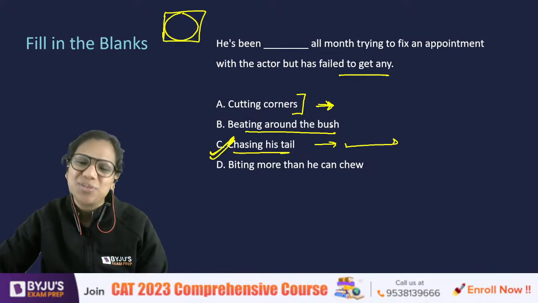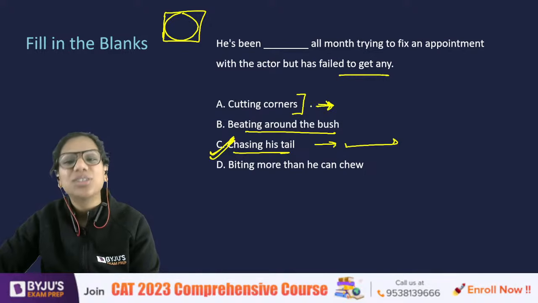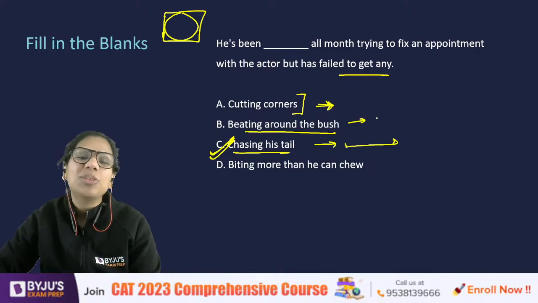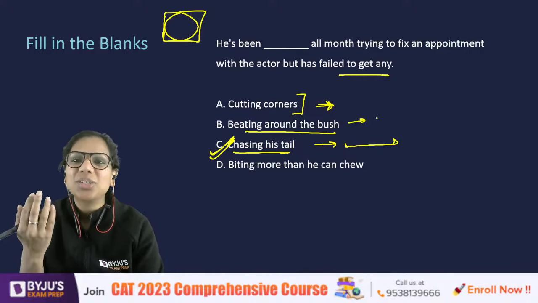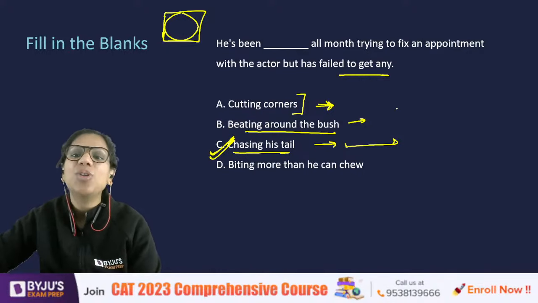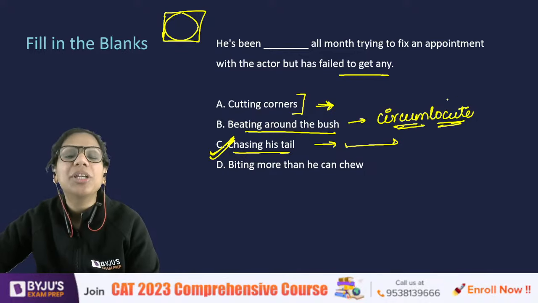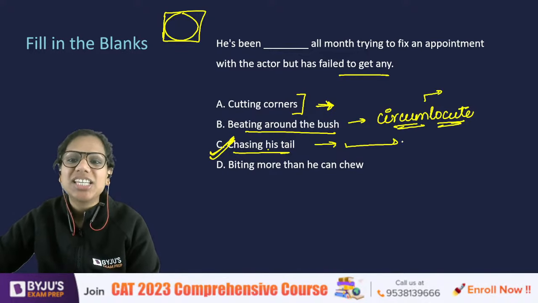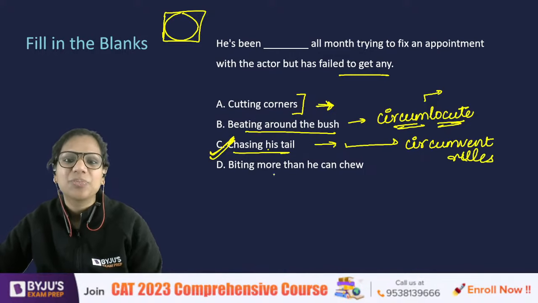Beating around the bush. I don't know what is the origin of this idiom. When you beat around the bush, probably you were trying to find something in the bushes. If you beat around the bush, then you are not really coming to the point. Okay, you are circumlocuting. There's a word for it, to circumlocute, when you're not coming to the point, right? Cutting corners is circumventing rules, to circumvent rules, right?